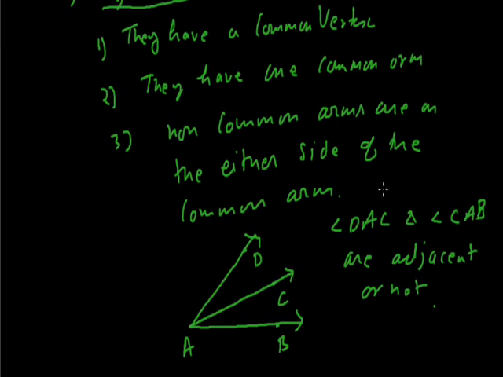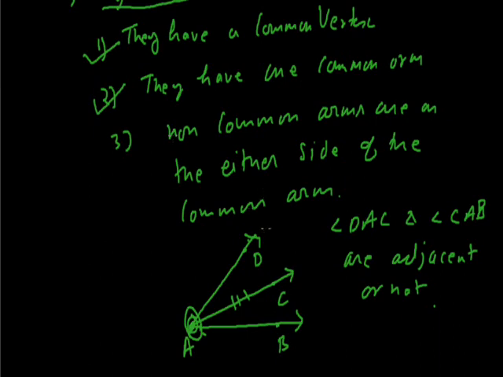तो हमारा जो फर्स्ट पॉइंट है दैट इज we have a common vertex. So the angle DAC has a vertex A and angle CAB also has a vertex A. So the first condition is fulfilled, that is they have a common vertex. Now the second point is that they have a common arm. In angle DAC and angle CAB we have a common arm, that is AC. AC is the common arm between these two angles. So the second condition is also fulfilled.